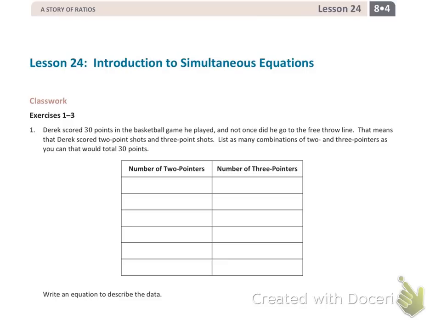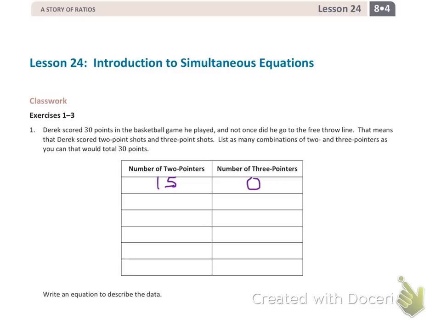So this is basketball, and Derek scored 30 points in the game and didn't go to the free throw line at all. So that means all of his shots were 2-point or 3-point shots. So we're going to list as many combinations of 2-point and 3-point shots as we can that total up to 30. So I'll get you started. So we could have 15 2-pointers and 0 3-pointers, and that would be 30 points in all. 15 times 2 is 30.